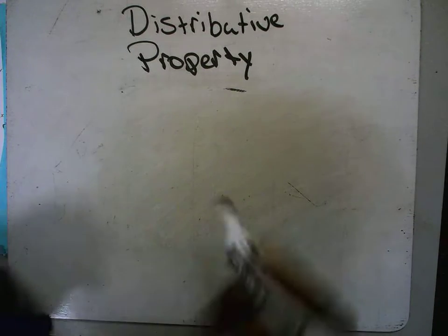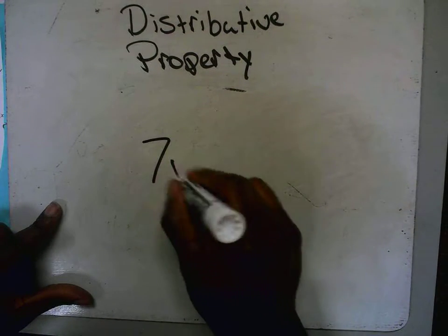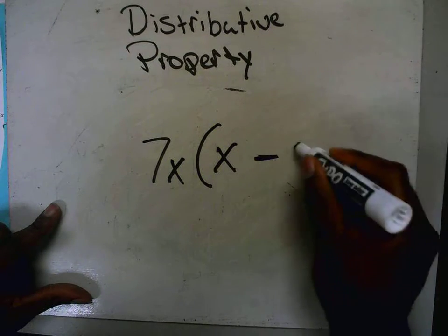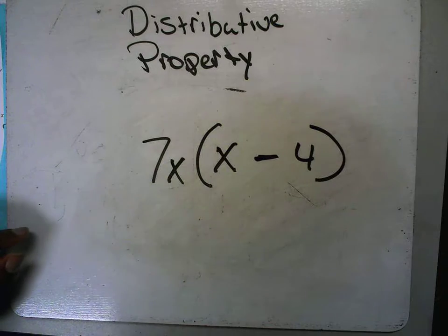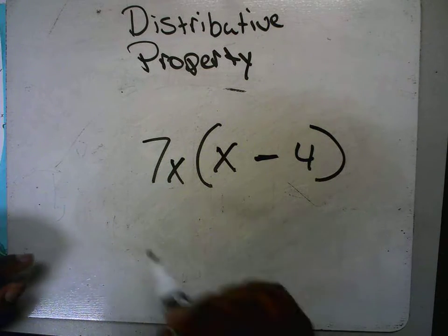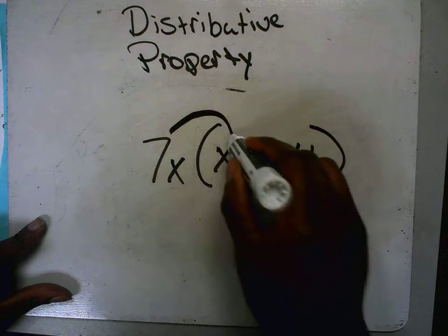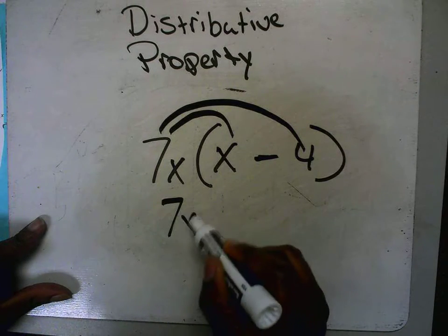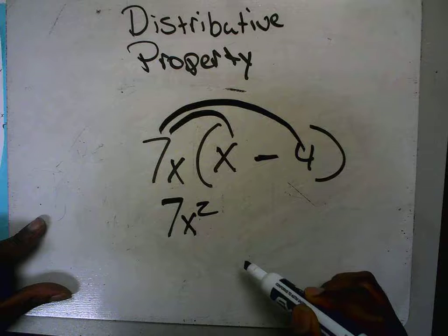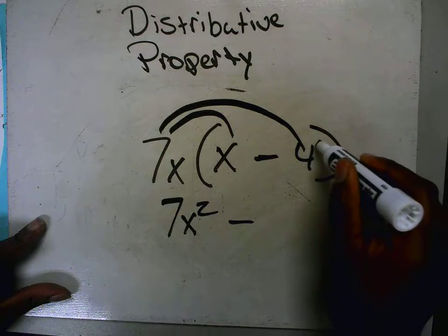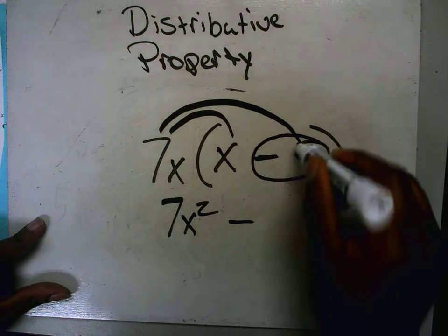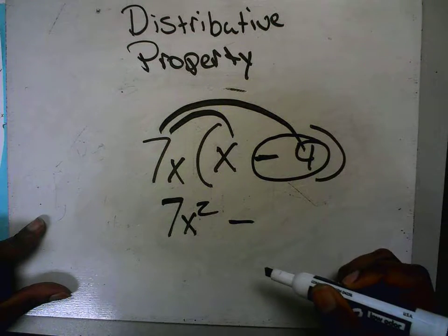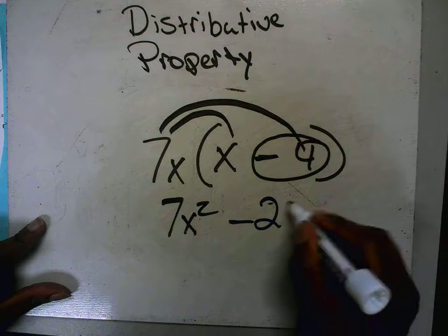Let's say we had 7x times x minus 4. Now we're going to do 7x times x, then 7x times 4. We're going to distribute to the first term, distribute to the second term. So it's 7x squared, minus, and we always take that there, and we know a negative times a positive is going to give us a negative, so that's why I brought the negative down. Negative 28x.